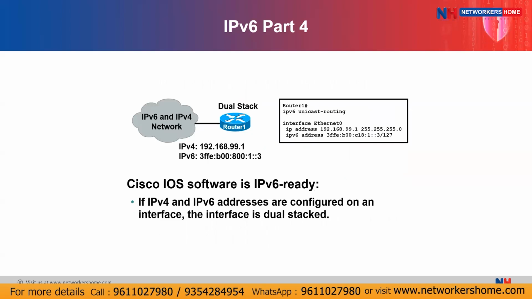Here, with IPv6 unicast routing, to enable IPv6, you enable IPv6 manually on the router, and then you can say interface Ethernet 0 having IPv4 as well as IPv6 address. So if IPv4 and IPv6 addresses are configured on an interface, the interface is dual stack enabled.